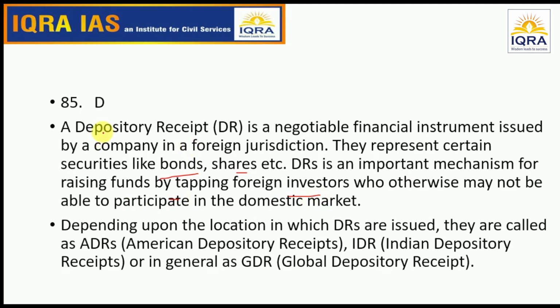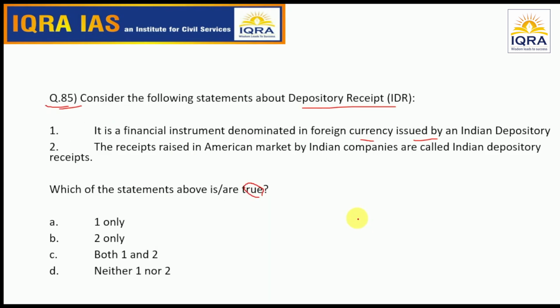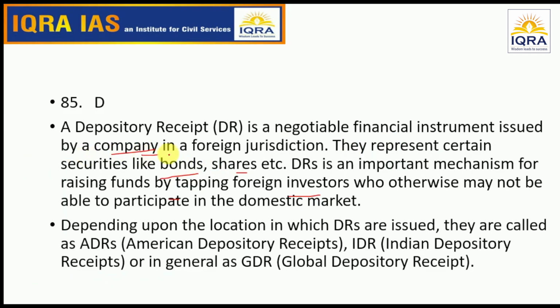Fine. So depending upon the location, they are called ADR, IDR, whatever. And which of the following statements are true? Both, neither one nor true. Financial instrument denominated in foreign currency. By Indian depository? No, it is issued by a company. Okay, so this is what depository receipt is.